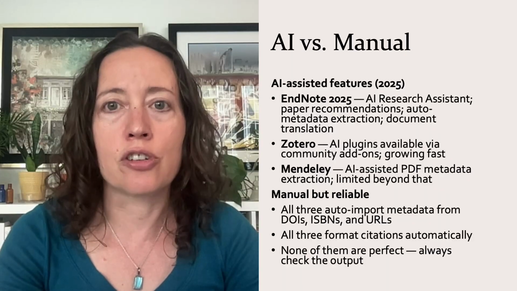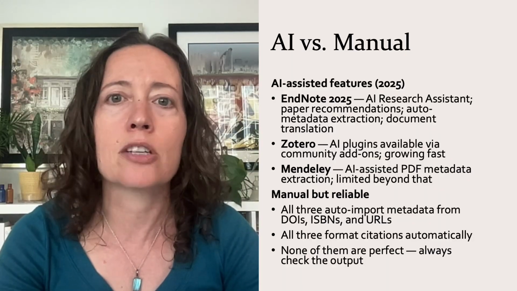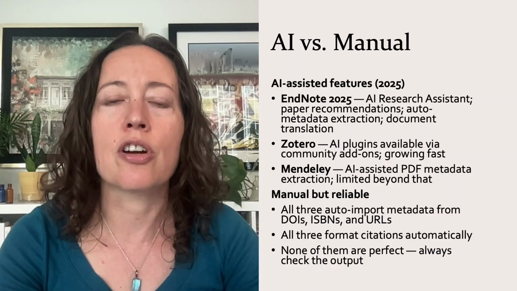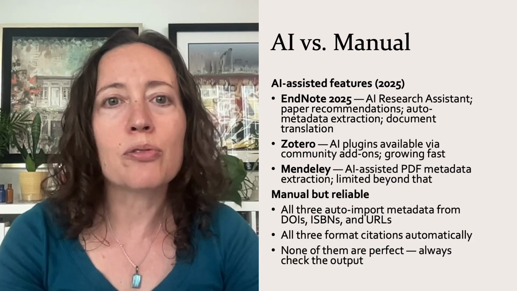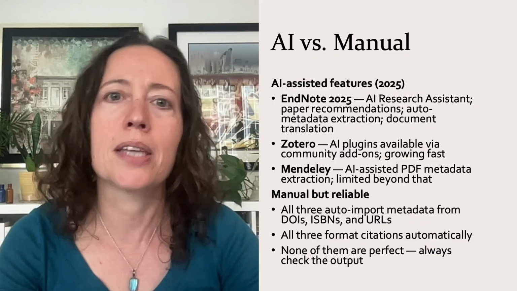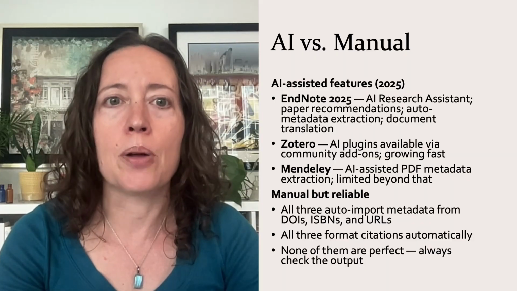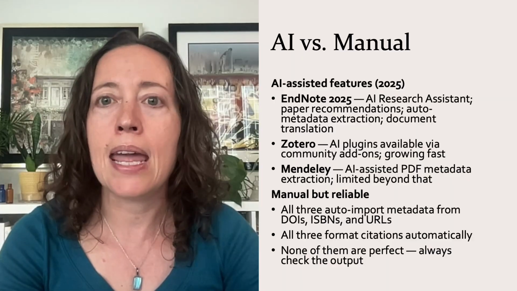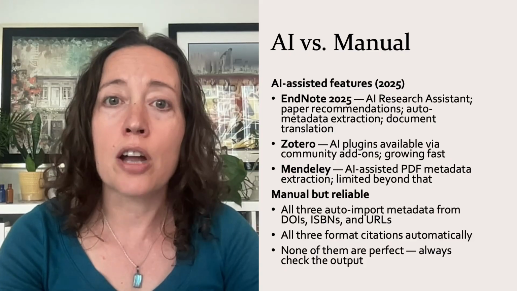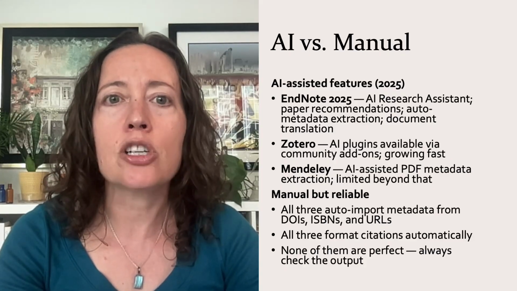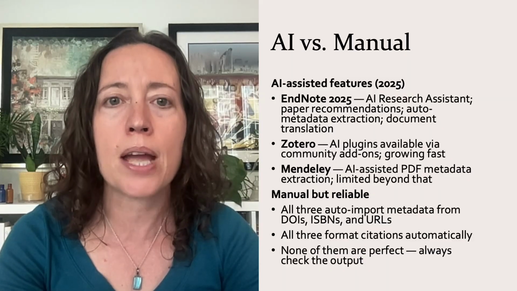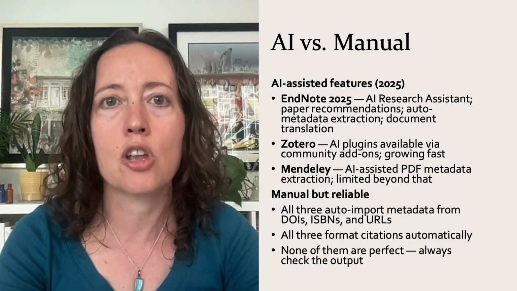Mendeley's AI features are more limited, mostly metadata extraction. The honest caveat: AI features in citation managers are still catching up to the hype. For most researchers, the deciding factor is still price and institutional support, not which tool has the flashiest AI. Always check the output. No citation manager, AI assisted or not, is accurate enough to submit without human review.